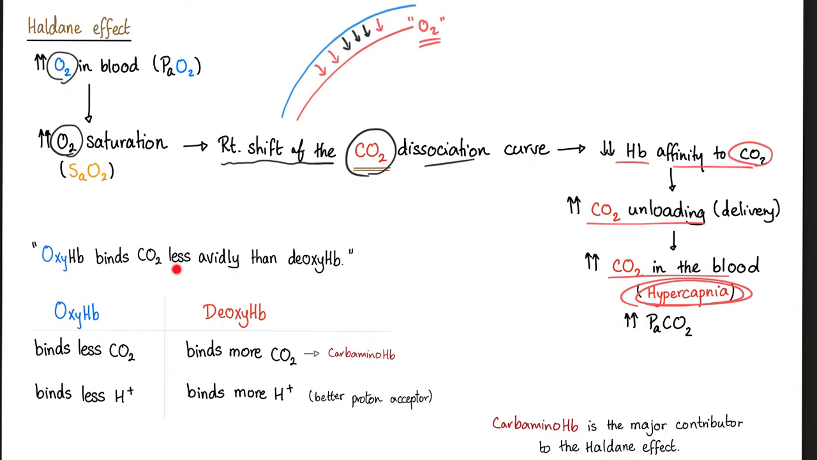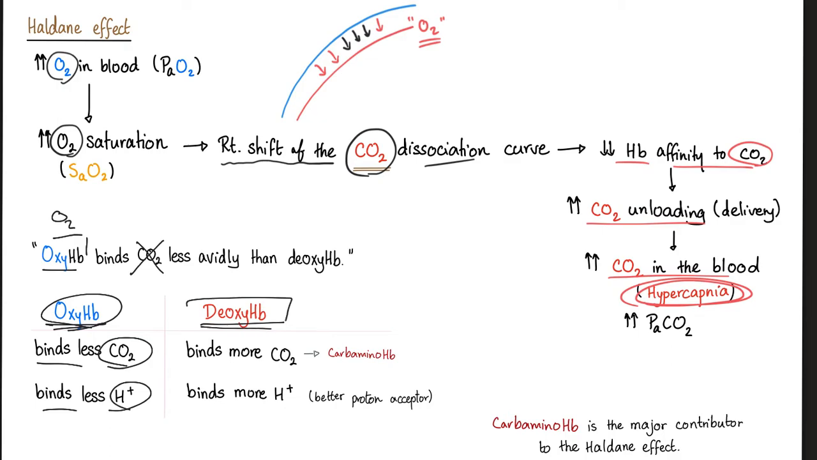Oxyhemoglobin binds CO2 less avidly than the deoxyhemoglobin, which kind of makes sense because this is called oxyhemoglobin. Oxyhemoglobin should carry more oxygen and less CO2. It's like common sense to me. Oxyhemoglobin versus deoxyhemoglobin. Oxyhemoglobin binds more oxygen and less CO2. It also binds less hydrogen ion. Deoxyhemoglobin binds more CO2, yeah, it's called deoxy, and it binds more hydrogen, yeah, it's called deoxy. The only thing unique about oxyhemoglobin is that it carries more oxygen.